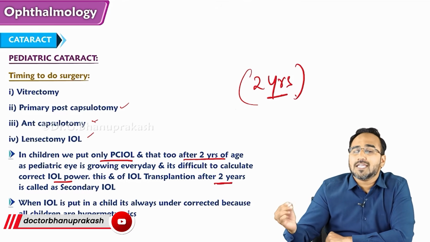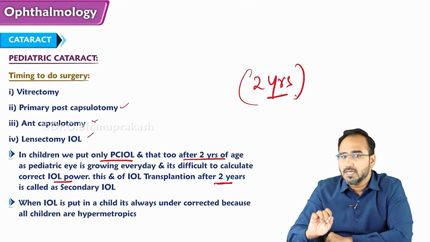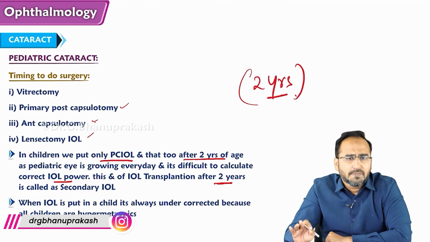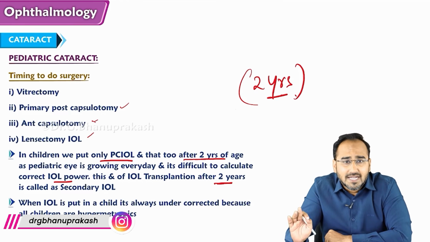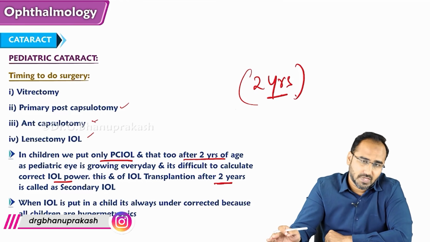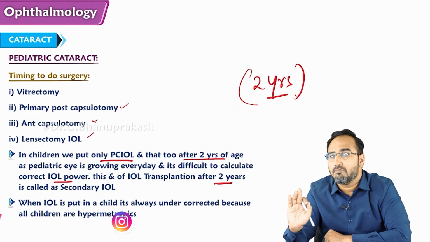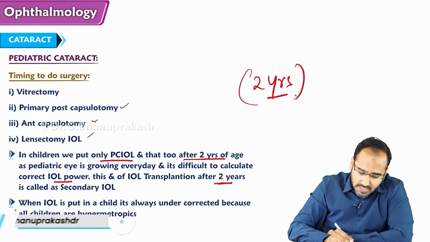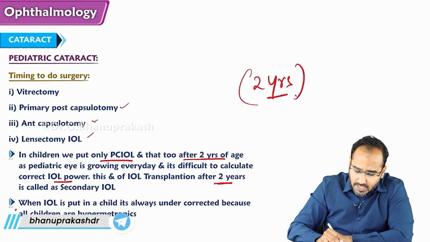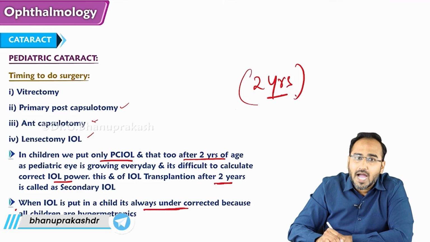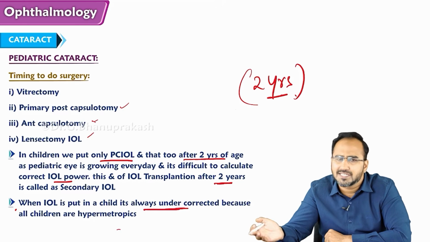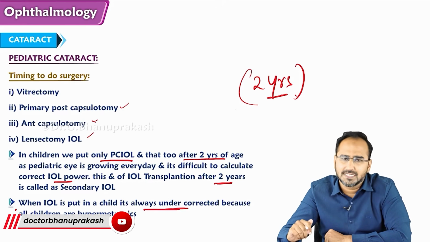And whenever you are placing an IOL in the pediatric age group, remember, almost all children are hypermetropic. Always undercorrect the IOL and place it. Hypermetropics are undercorrected, myopics are overcorrected. So remember guys, whenever an IOL is put in a child, it is always undercorrected. Why? Because children are hypermetropic. We'll discuss what is undercorrection and overcorrection while discussing optics and refraction.